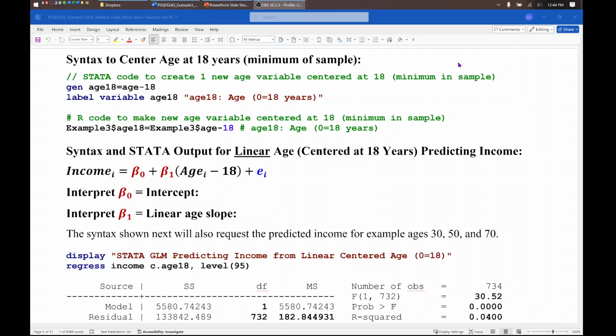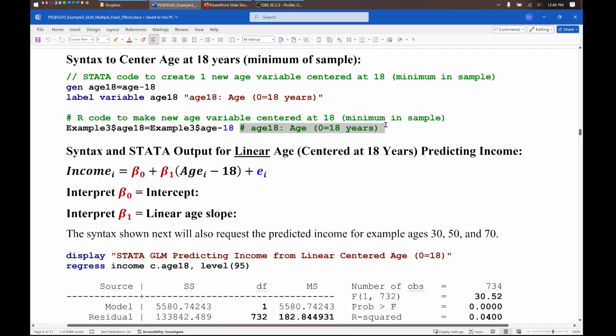And checking to make sure the recording is still working. Yes, it is. Excellent. In R, I would do the same thing by also referencing which data set I want the new column to come out of and go to. So example 3 is the name of the data set that I'm working with. The dollar sign separates the name of the data set from the name of the column, the variable, and I'm making a new column called age18 out of the old one, which is this much, example3$age, and then minus the centering constant of 18.